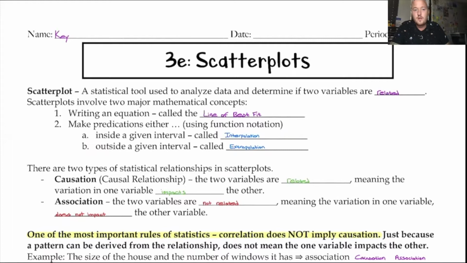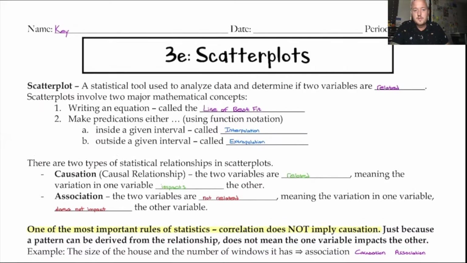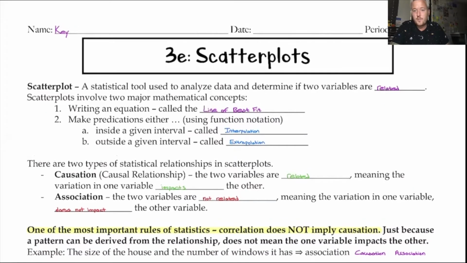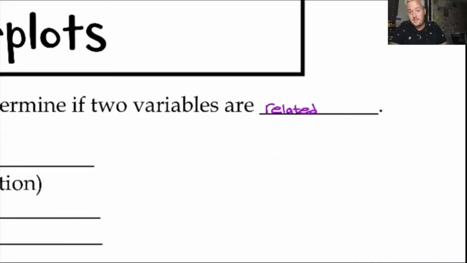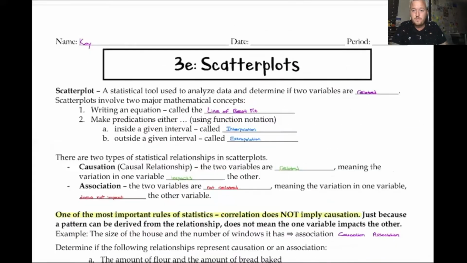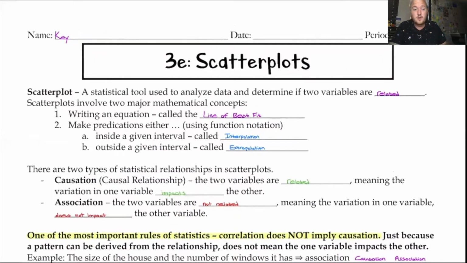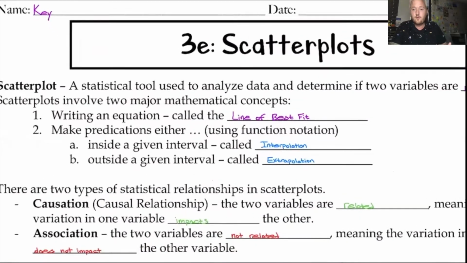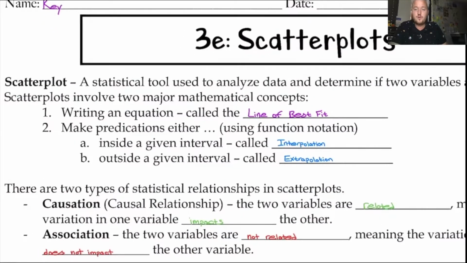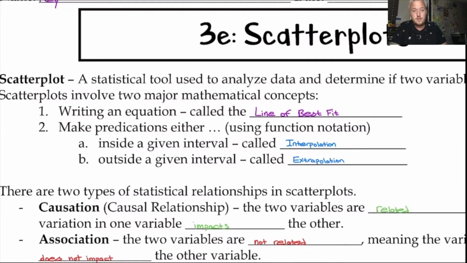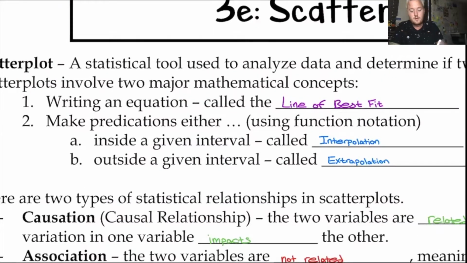So scatterplots are a statistical tool used to analyze and determine if two variables are what we call related. So we want to see if these variables are going to impact each other. So we are going to be looking for a pattern. To look for that pattern, we're going to be using what we call the line of best fit. So we're going to be looking for an equation. That equation is what's going to really help us look for patterns.